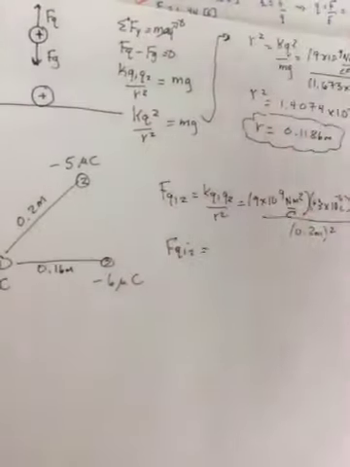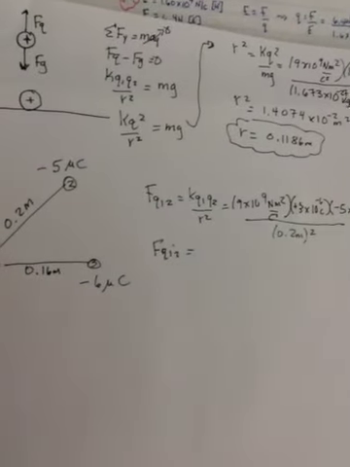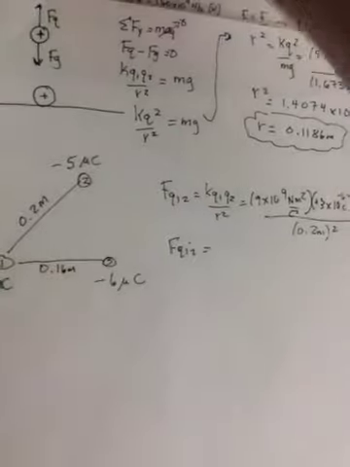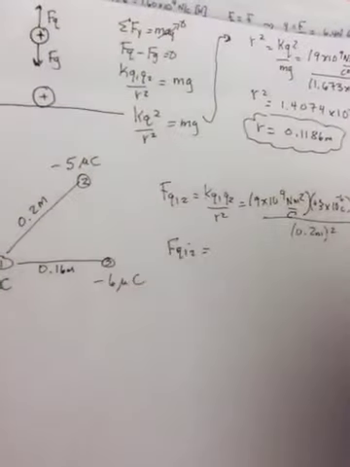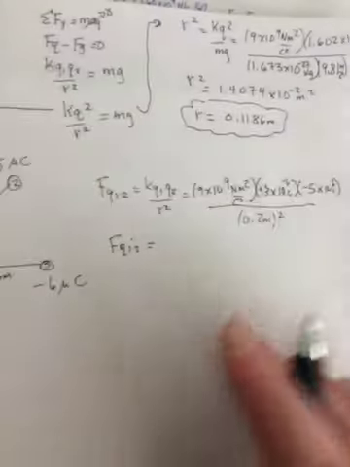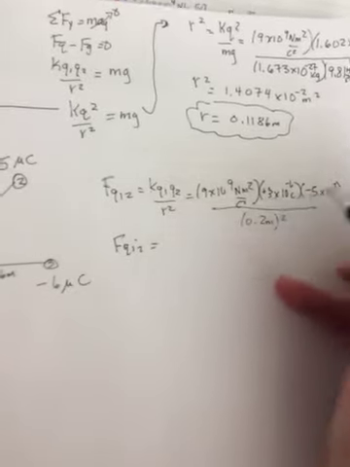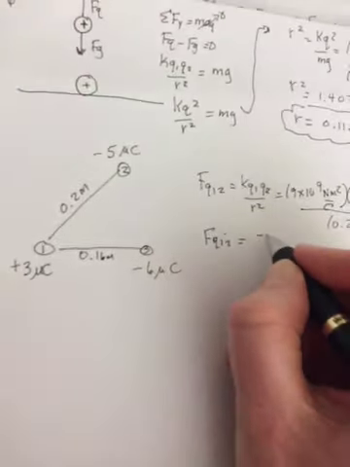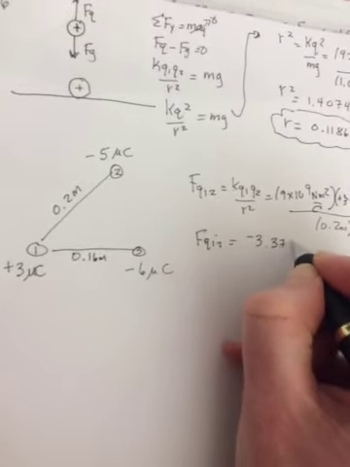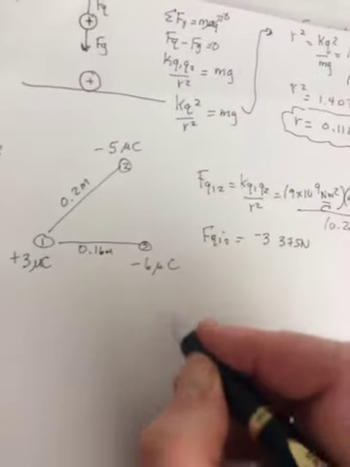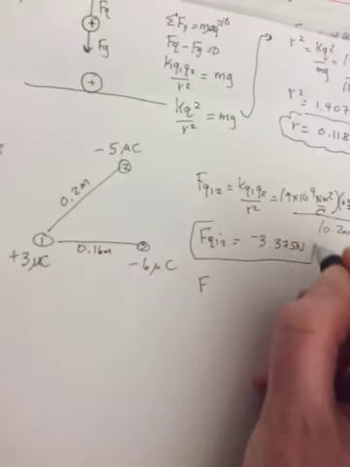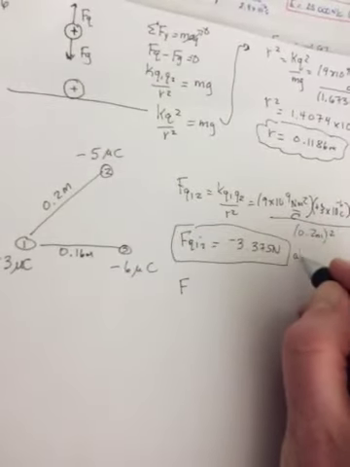Oh, did I just do the wrong one? I can't tell which one's Q1 and which one's Q2. This is 5, sorry. Oh yeah, I did 5, okay. And when you do this, you get negative 3.375 newtons. So that's the force of Q2 on Q1. And the negative, of course, means force of attraction.